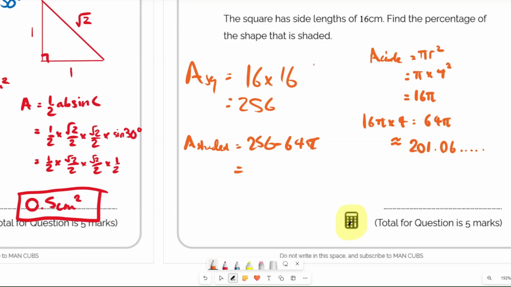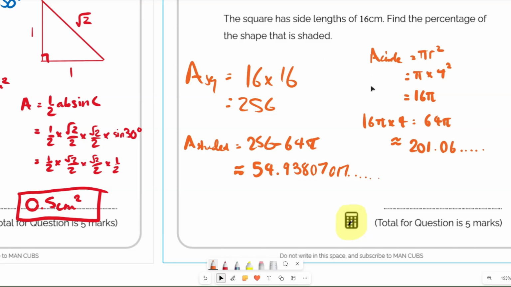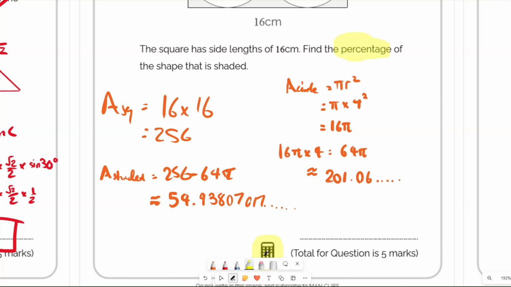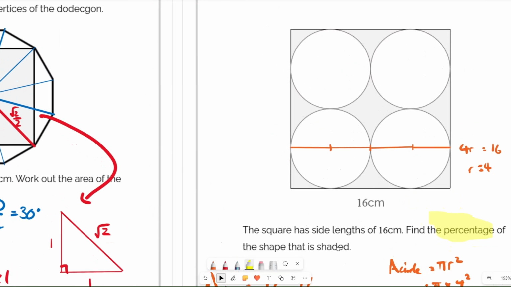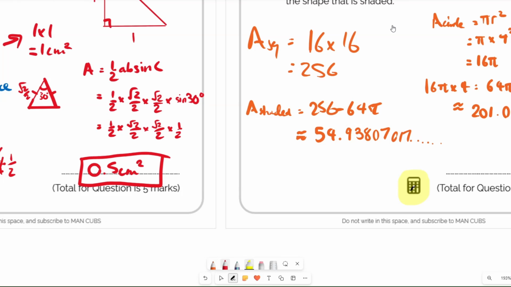So if we pop that into our calculators, 256 minus 64 pi, we're going to get roughly an answer of 54.9380717... But that is not the final answer, because if we read the question, it is asking for the percentage of the shape that is shaded. So we know what the total is, and we know what the shaded is, so we just got to do that as a percentage, right? That's literally all it is.